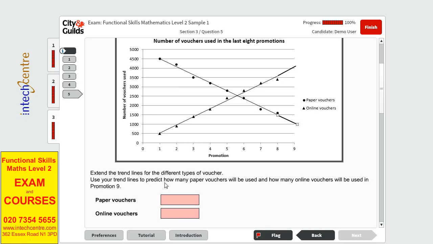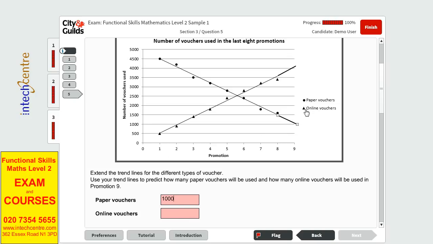Now we have to use the trend lines to predict how many paper vouchers and how many online vouchers will be used in promotion 9. If we start with paper vouchers, which are represented by the blackened circle, we have here around 1,000. This is where the line finishes, and if we go down the line, we can see that it represents 1,000. So about 1,000 paper vouchers are being used.